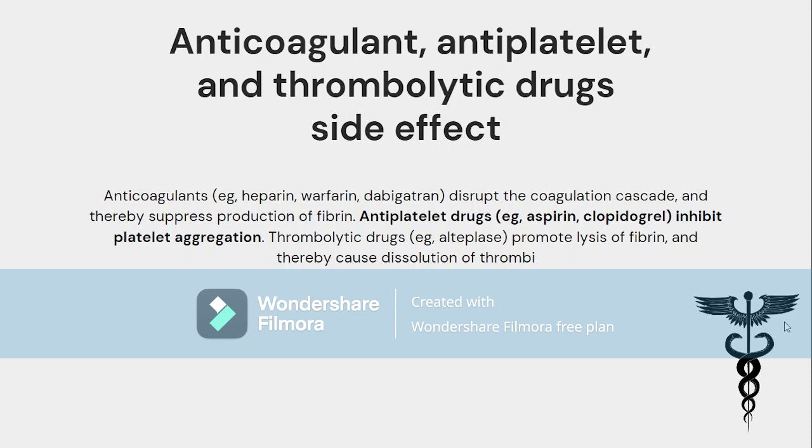Next is the antiplatelet drugs. Antiplatelet medications are used to inhibit the clumping of platelets in the blood, reducing the risk of blood clot formation. They are commonly prescribed to prevent heart attacks, strokes, and other cardiovascular events. Aspirin and clopidogrel are examples of commonly used antiplatelet drugs.